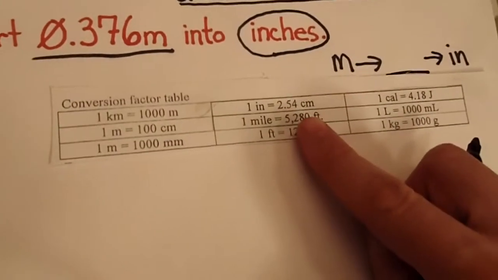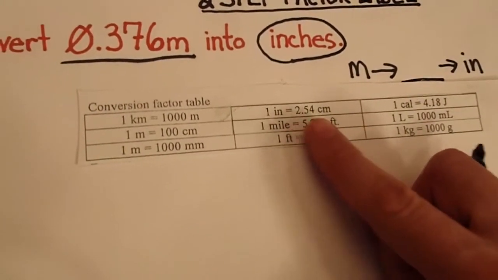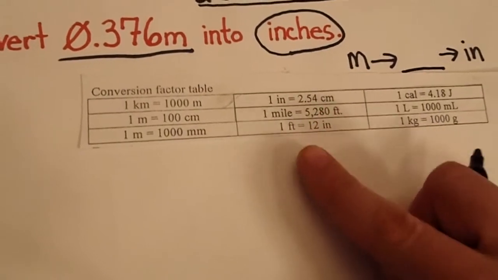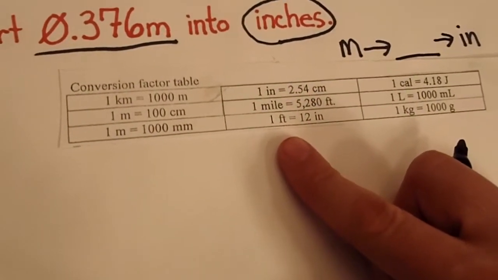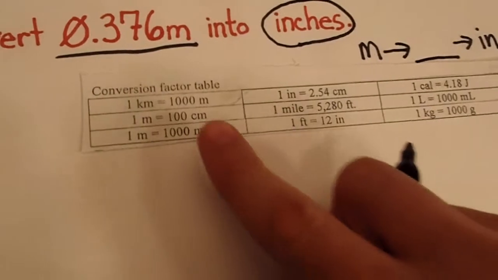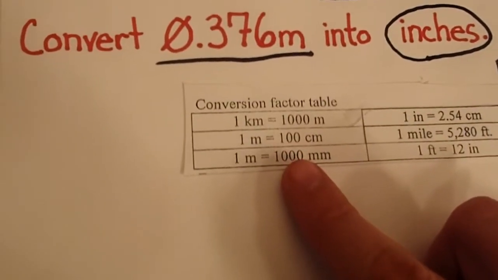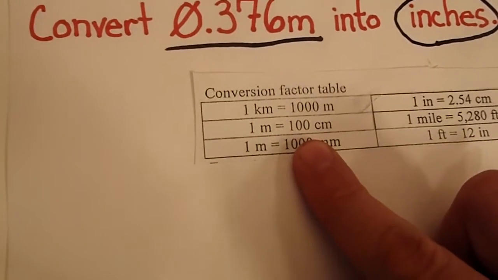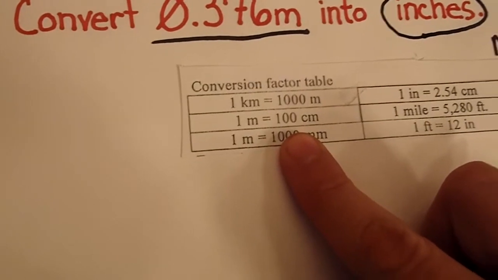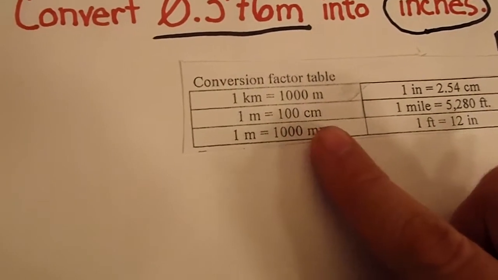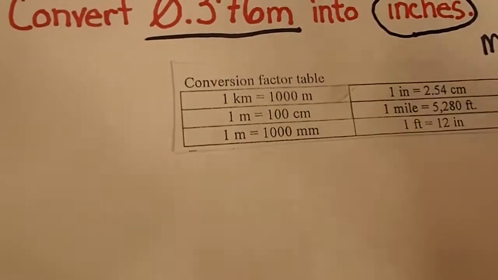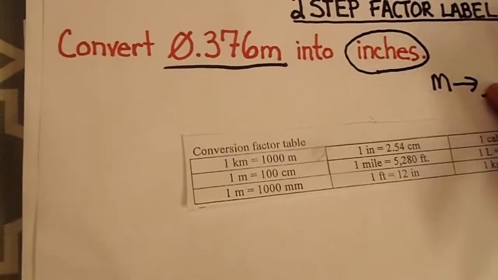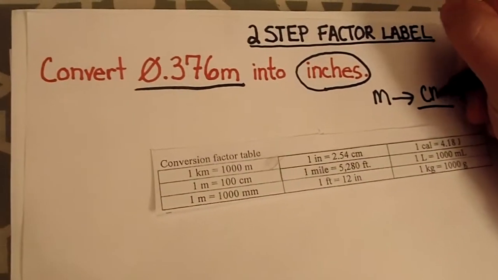So I'm either going to look for something where meters goes into centimeters, or I need meters to go into feet. So let's look for that. Is there anything where meters goes into centimeters or feet? Oh, right here. Take a look. 1 meter equals 100 centimeters. So that's the mystery unit that we're going to convert into. So meters needs to go into centimeters right here.